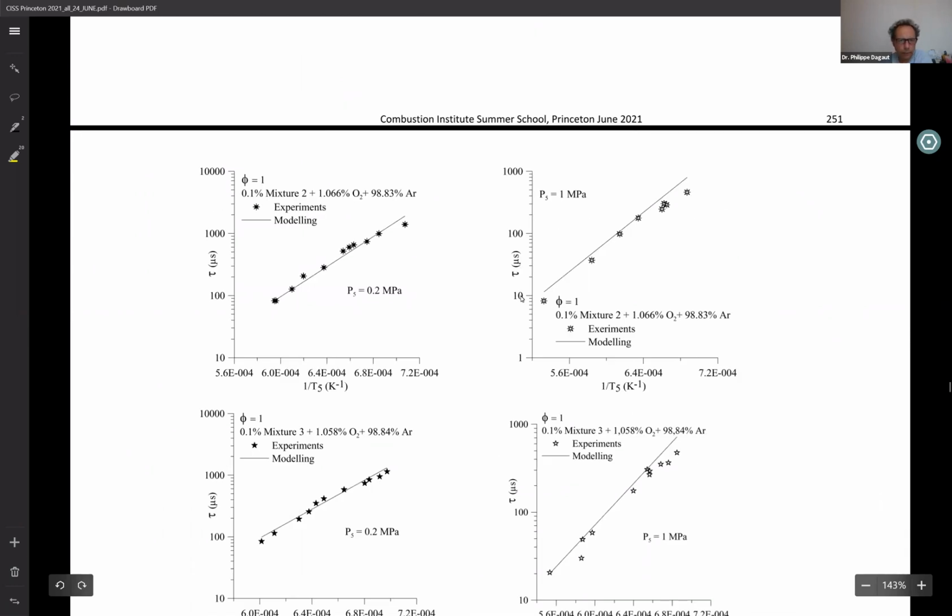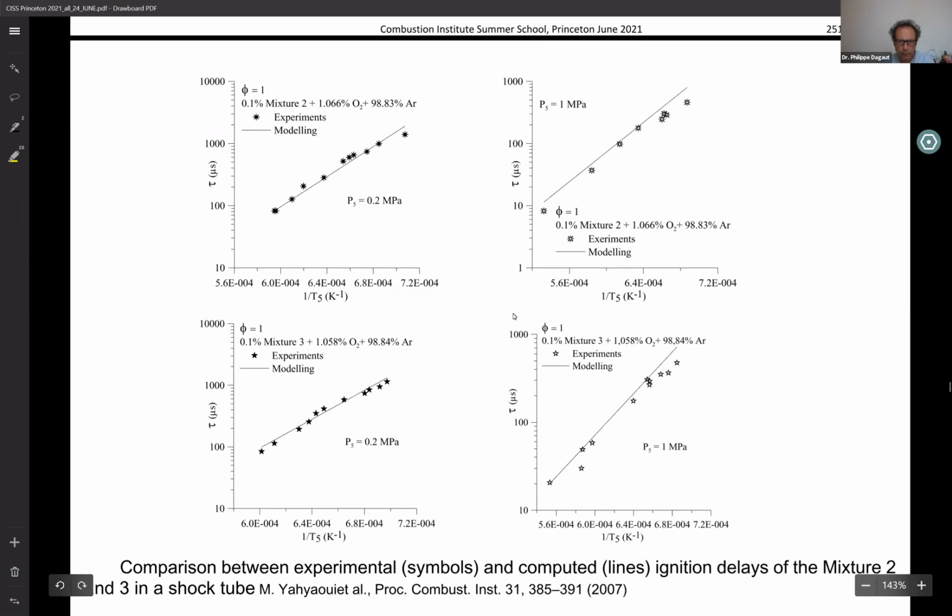So we also tested the ignition of different mixtures. Here it's an example for mixture two. So the stars here represent the data, and the modeling is represented by the line. And same thing here for mixture three. So both of them were oxidized under stoichiometric condition. Mixture two oxidation is represented here, and that of mixture three is represented on this figure.